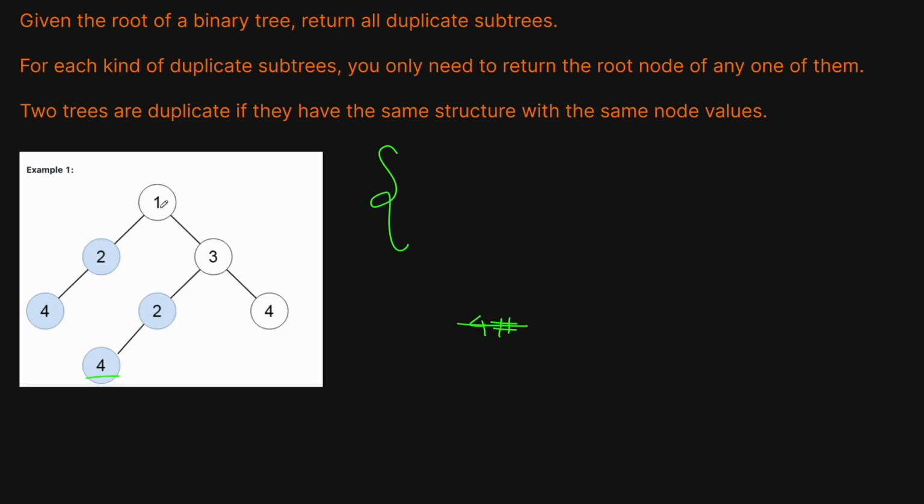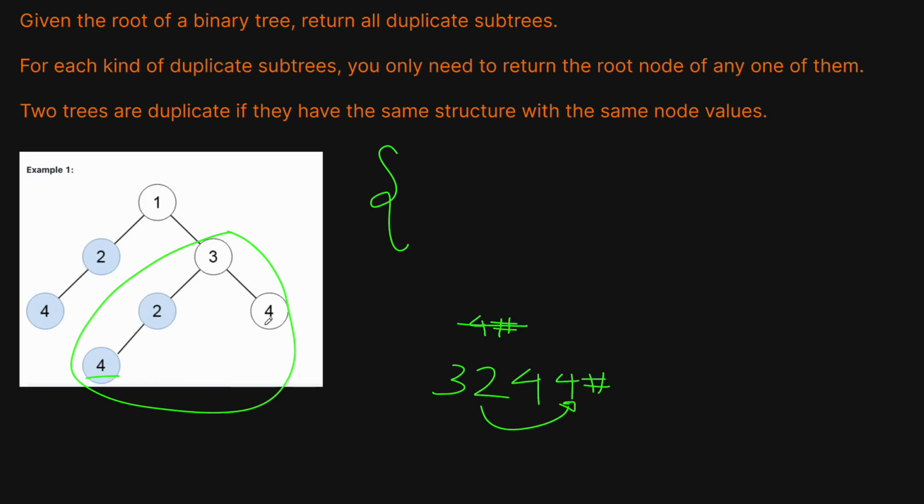So for example, let's say this tree 3. It would have a root of 3, its left would be 2, its right is 4. Now the right of the node 2 is going to be 4, and it doesn't have a right child, so it's hash. Now what about the 4? The 4 doesn't have any child, so that's going to be hash and hash. And that way we can have a string representation of our tree so far.